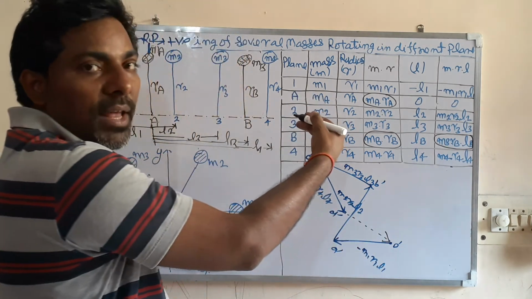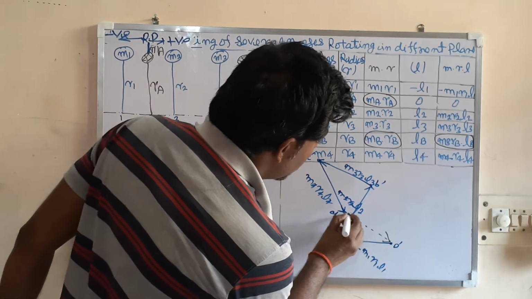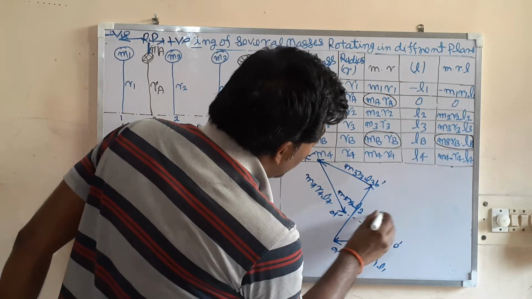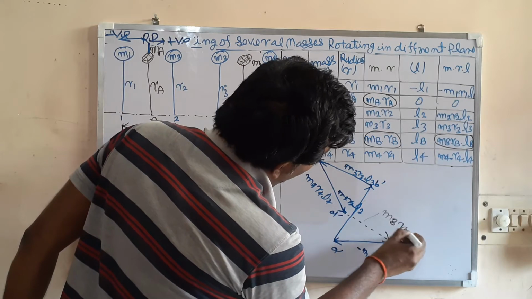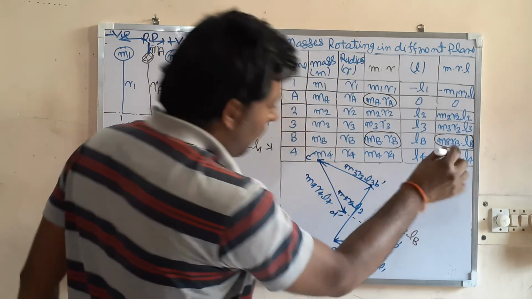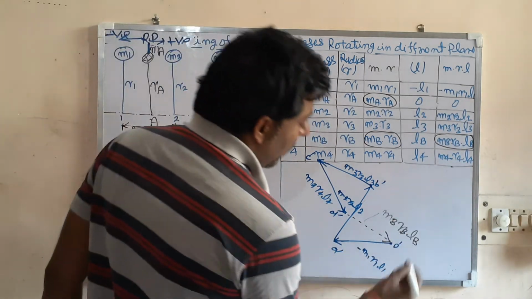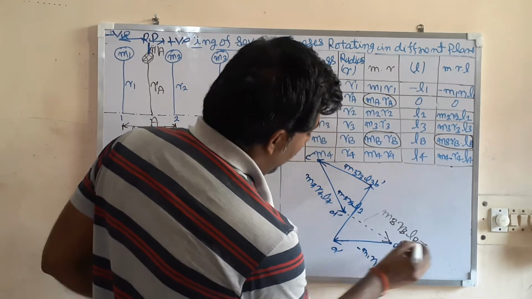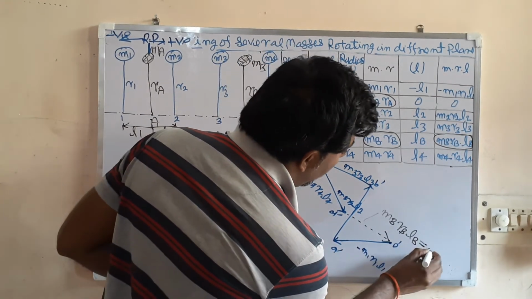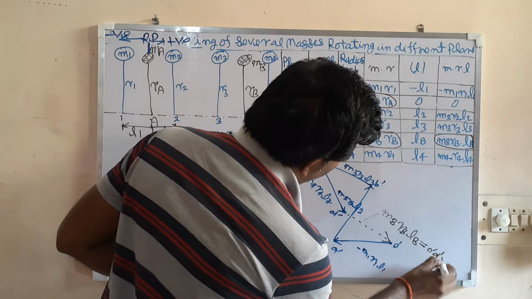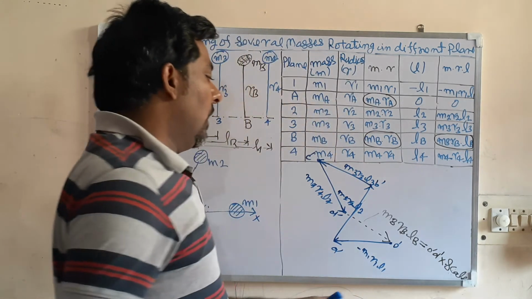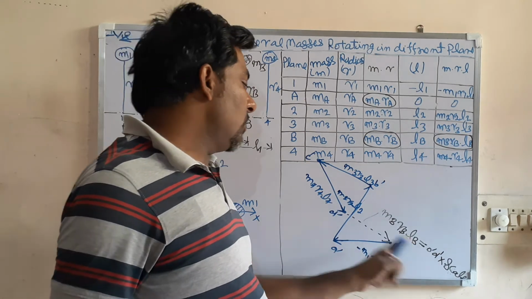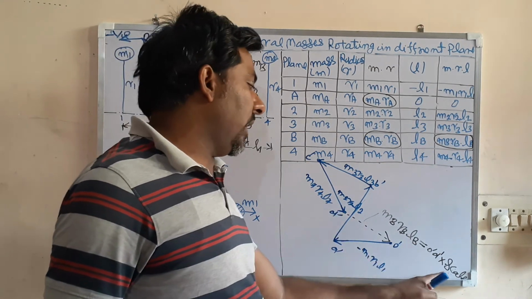Together with the balancing masses, this closing side will be the unknown. That is, this is MB RB LB. So this can be equated to this O dash D dash into the scale. MB RB LB is equal to this O dash D dash into scale.